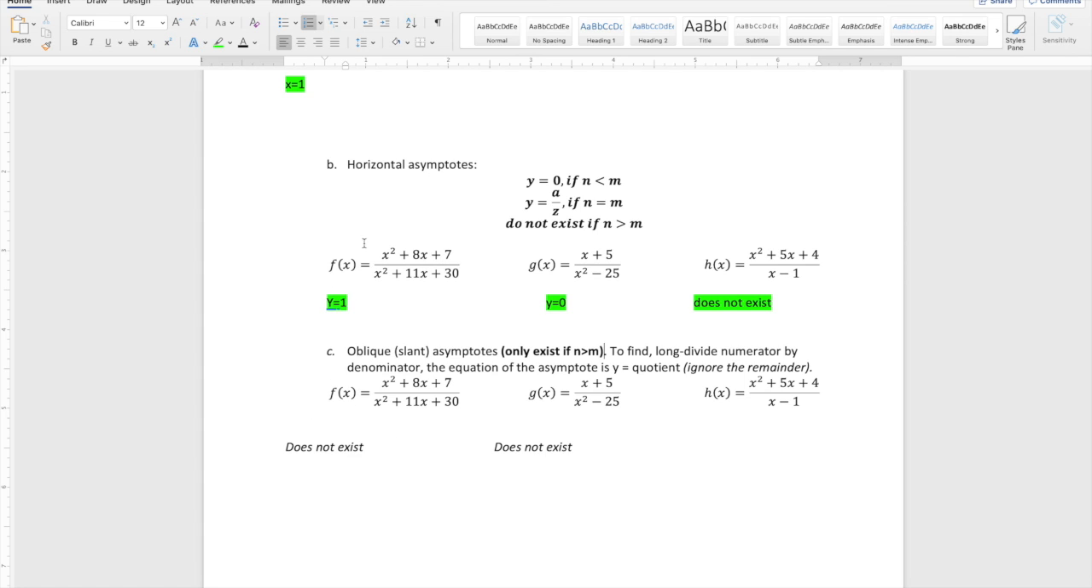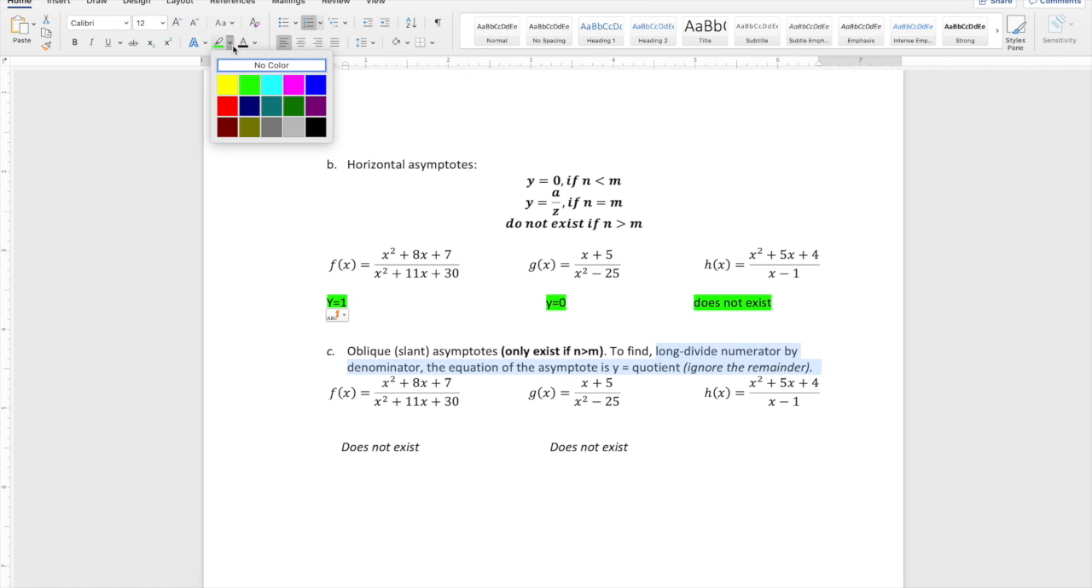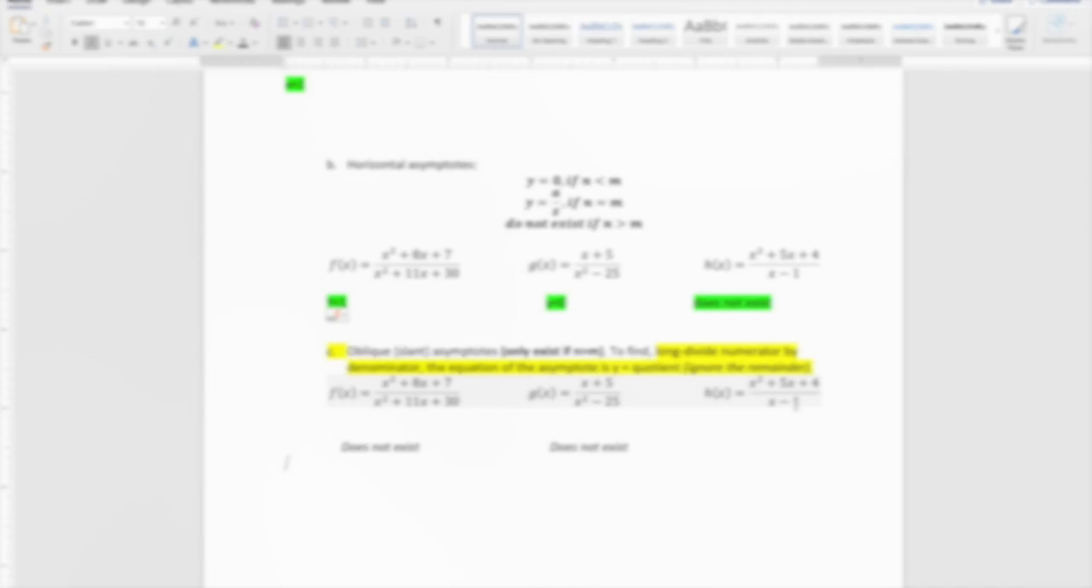So that means that because we have horizontal asymptotes for f and g, it already says it right here, the oblique asymptotes won't exist for f and g. Now for h, because we didn't have horizontal, because n was greater than m, you will have the oblique asymptote. To find the oblique asymptote, you have to long divide the numerator by the denominator, and an equation of the asymptote will be y equals the quotient, ignoring the remainder. So that's the rule, and here is how you find the oblique asymptote for this function h.